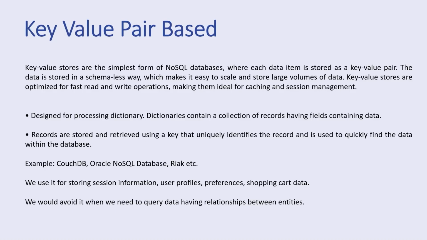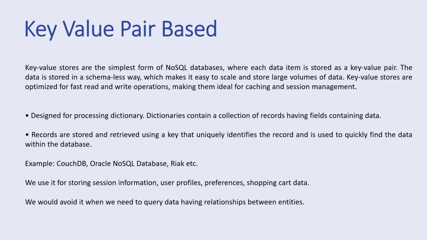They are designed for processing dictionaries. Dictionaries contain a collection of records having fields containing data. Records are stored and retrieved using a key that uniquely identifies the record and is used to quickly find the data within the database. So what it says here basically means that we have a set of values and we have some keys which are given or assigned to them. And through this pair of key and value, we can access the data in the database very quickly. And so this is named key-value pair.